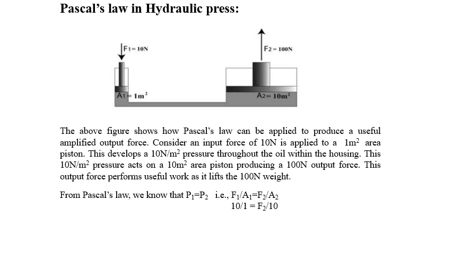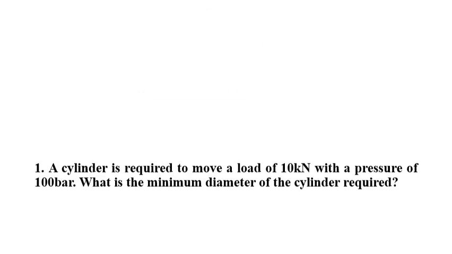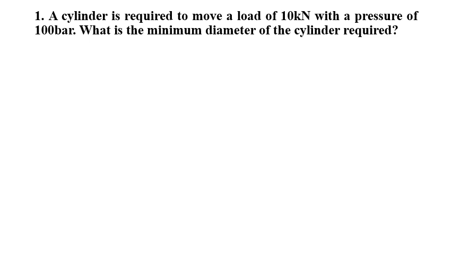So here we would find out F2. So go for cross multiplication or simplification of this step. F2 equals 10 into 10 divided by 1. Right? So 10 into 10, that is 100 Newton. Here is one small numerical. This one is a solid numerical.